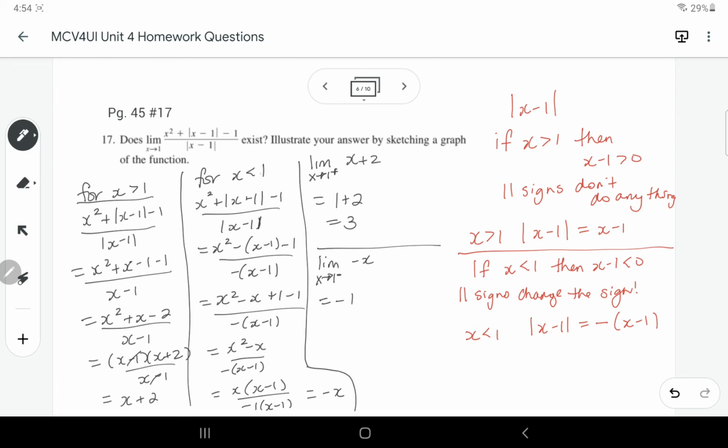So the limit does not exist because it wouldn't have the same value on each side.